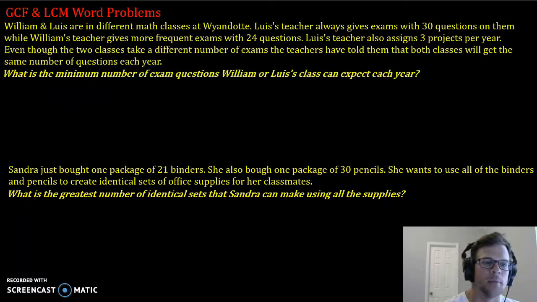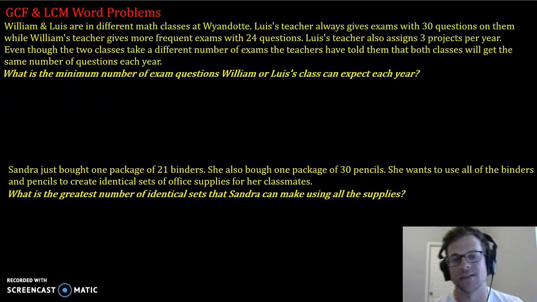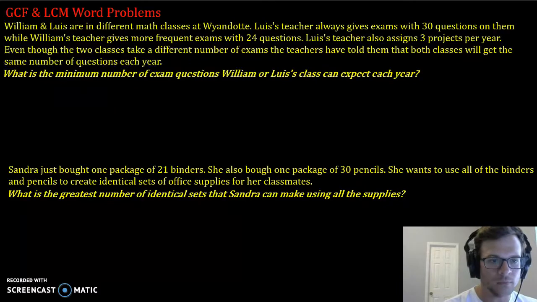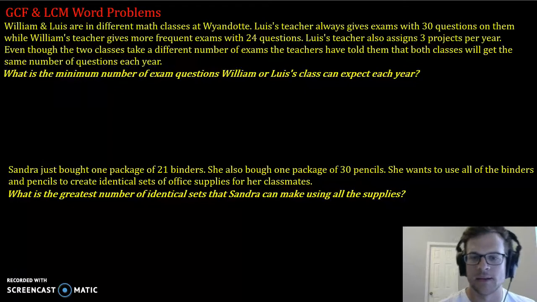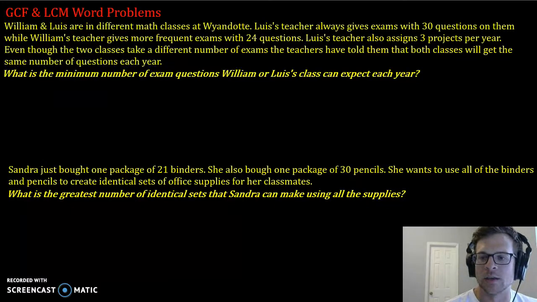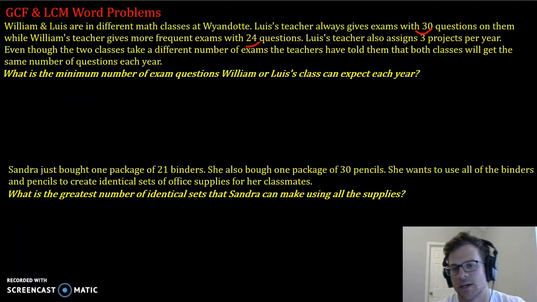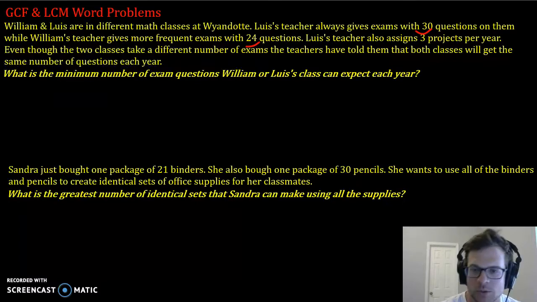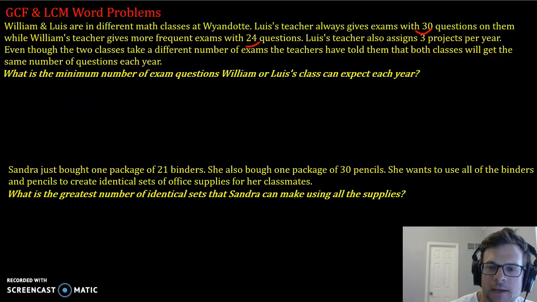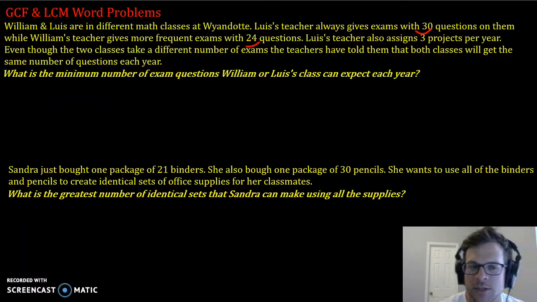So let's dissect this problem and first determine if we need to find the greatest common factor or least common multiple. So these two young men are in different math classes. Luis gets 30 questions on each test, while William gets 24 questions on each test. Luis's teacher gives an extra 3 projects per year. I don't think that information is going to be relevant for us finding either the GCF or the LCM of the exam questions. The projects is just extra information.